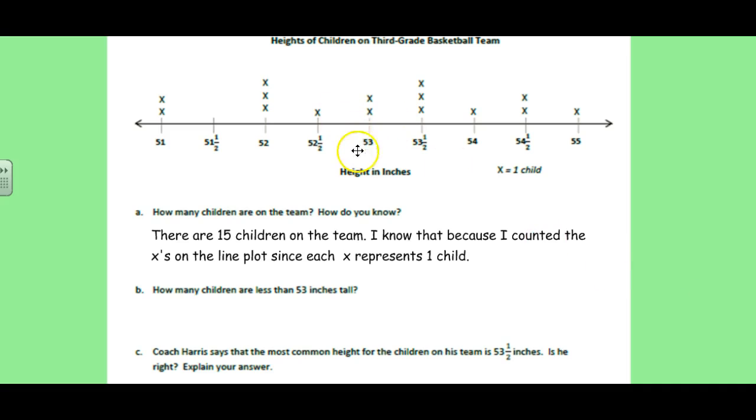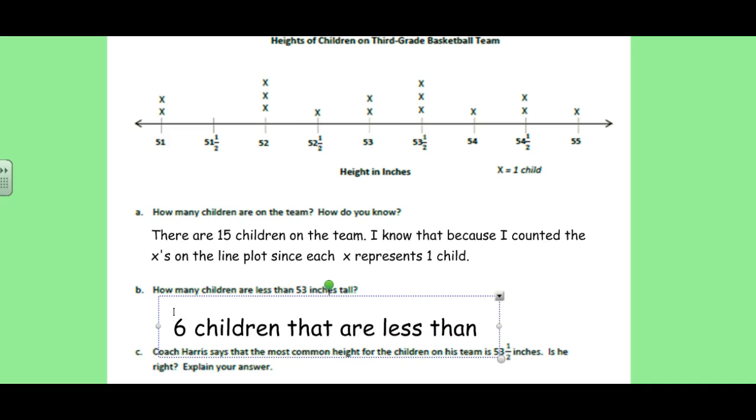So we need to find the 53 inches, but you're not going to count the X's that are on 53 inches because it specifically says less than 53. So that means that we're going to look at 52.5 inches, 52 inches, 51.5 inches, and then 51 inches. So I see that there's 1, 2, 3, 4, 5, 6 X's that are all below 53 inches. So that tells me that there are 6 children that are less than 53 inches tall.